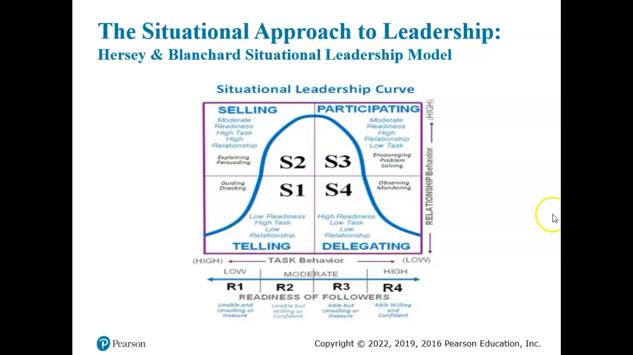Okay, and then the Hersey and Blanchard situational leadership model is another very, very common one. It's been taught for a long time, and you'll see it often in management texts, also in any type of leadership classes. It talks about situational leadership being on a continuum. It's a little bit like what we just saw, but it talks about different quadrants of leadership style.